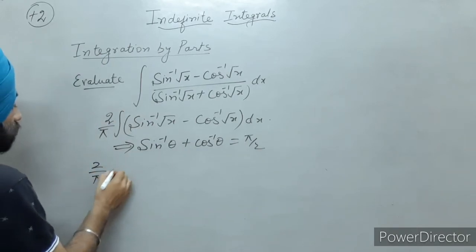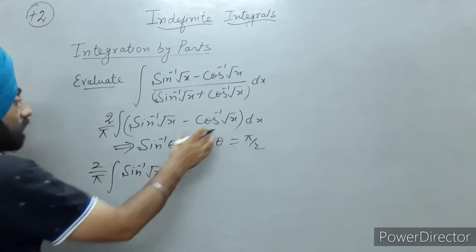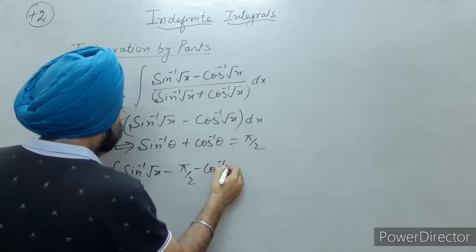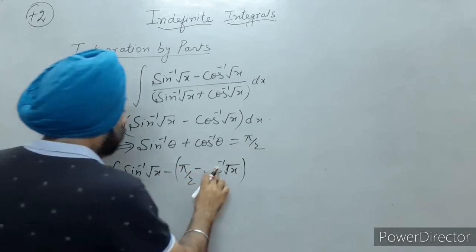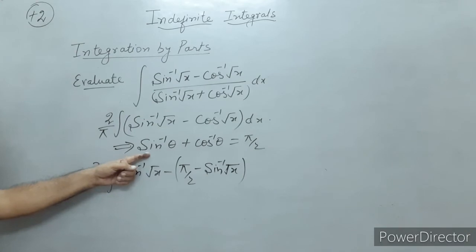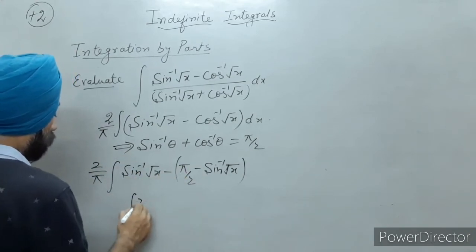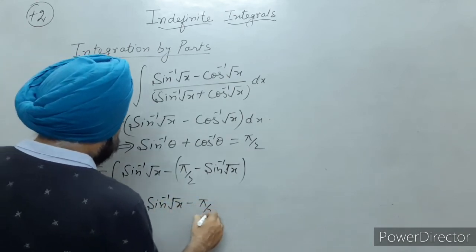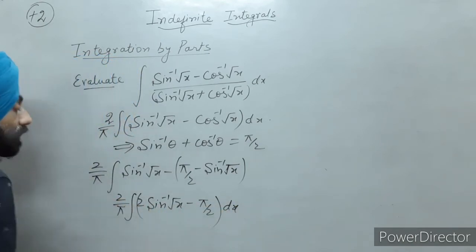Let me try. 2 by pi, it is sine inverse under root x minus, can I write this as pi by 2 minus cos inverse under root x, this sine inverse under root of x, using this formula. So sine inverse under root, minus minus becomes plus, twice sine inverse under root x minus pi by 2 dx, it is 2 upon pi.